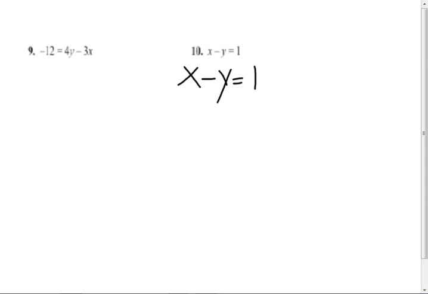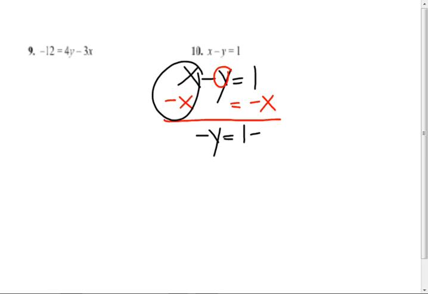Okay, so I want to solve for y. So what do I have to get rid of? Lalo, what do I have to get rid of? Y or x. X. So minus x. And I know, Nick, you want to add the 1 and the minus x, but you can't do it. They're not the same. So it's minus y equals 1 minus x.